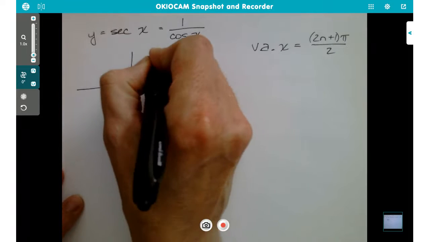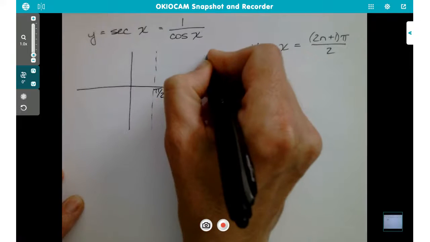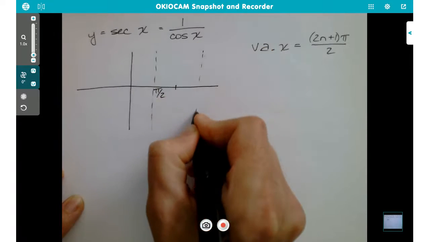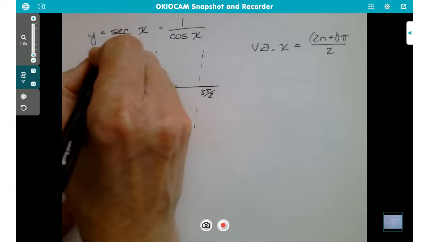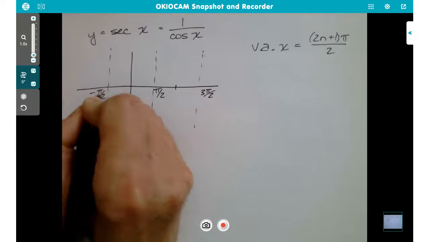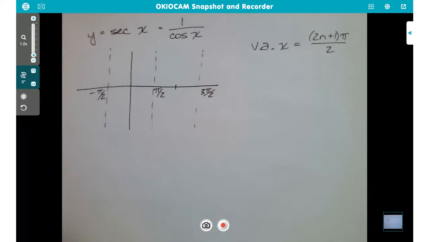So let's see. There's pi over 2. That'll be pi. Watch out for the spacing here. There's 3 pi over 2. We'll come back this way and do negative pi over 2. And every odd number multiple of pi over 2, going out both directions forever.